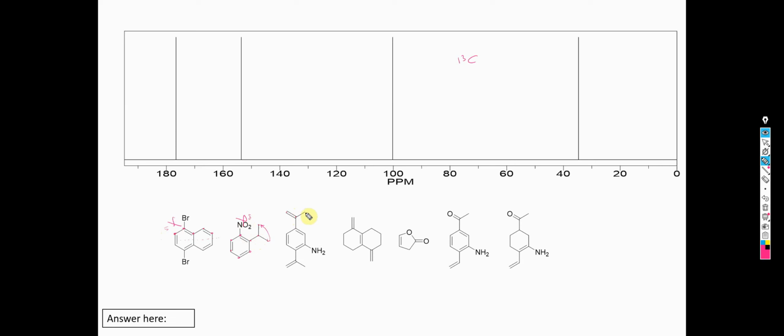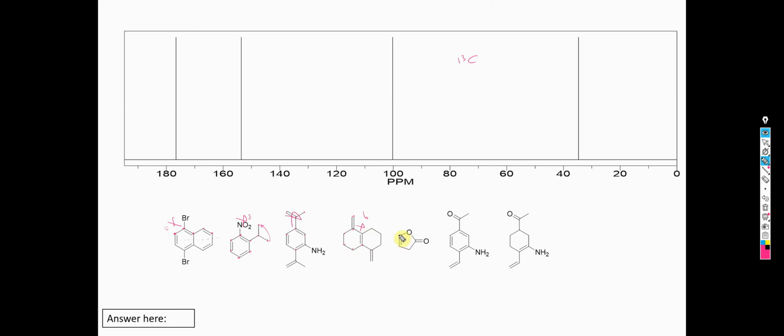1, 2, 3, 4, 5, 6, 7, 8, 9, which is different from this, 10, 11, and 12. So all of them are distinct carbons, therefore this cannot be the right structure either. Here, if you look at this, 1 is the same as that, 2, 3, 4, 5, okay, and then 6, which is the same as this, and this. Therefore you have 6 distinct carbons, and therefore that cannot be the right structure either.